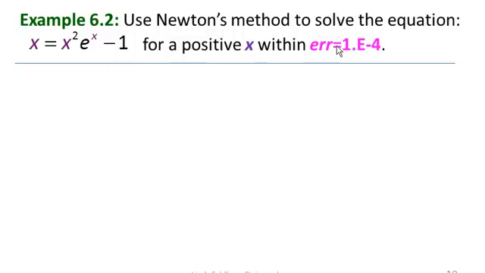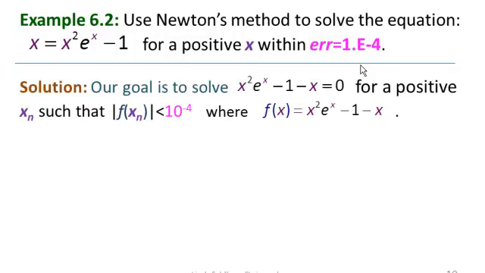And now since we're solving the equation, remember that means that we're going to be looking for the function value to be less than this error. So what are we saying? Solution. Our goal is to solve x squared e to the x minus 1 minus x, move that over there, equal to 0 for a positive xn such that the function value of xn is less than our error.